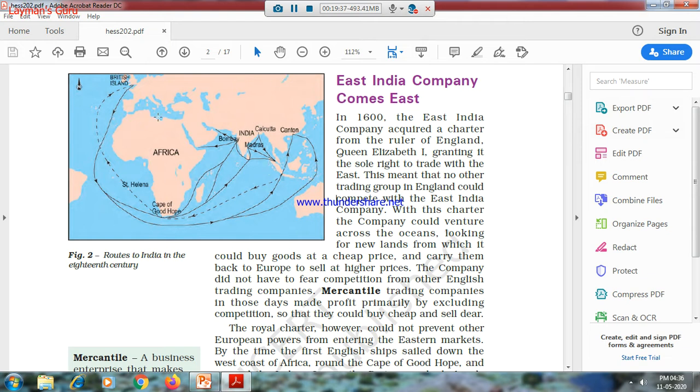Then after they found it, the Portuguese kept it a secret for a long time because it was hard-earned money. They did not undersell what the Venetians and Arabians were selling.